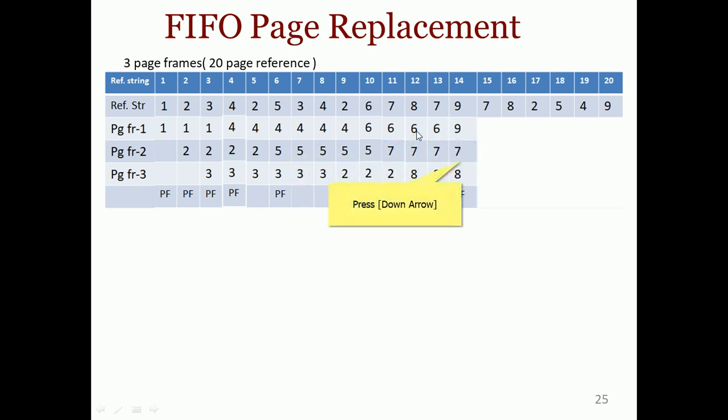So 9, 7, 8, right? Next, the 7th page is demanded. The 7th page is already there, so no page fault. The 8th page is demanded, and that page is there, so no page fault. The second page is demanded, so a page fault occurs because that second page is not available in memory.